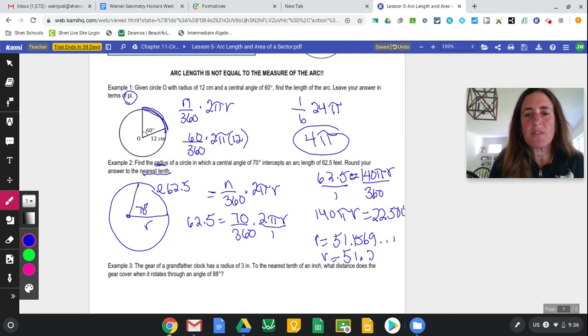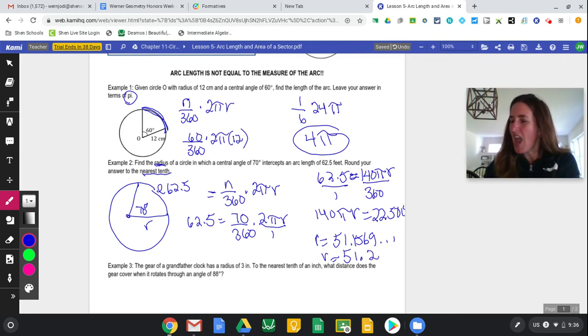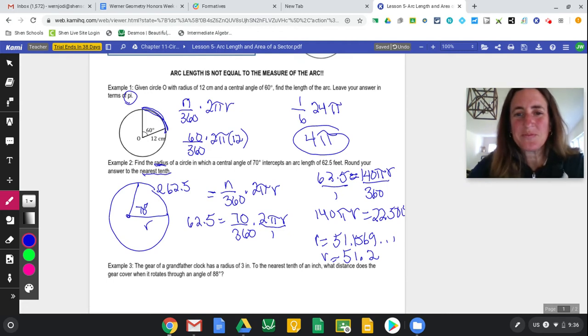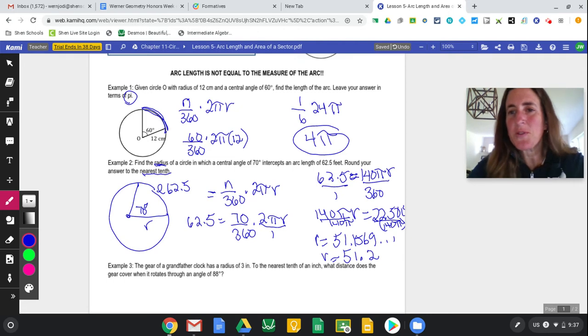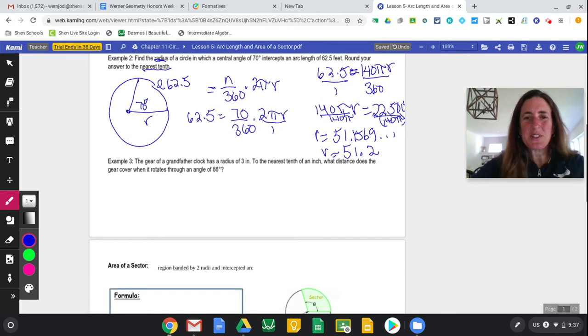Take that 5, round it to a 2. And that was super fun. What I did back here was when I divided, I put this quantity in parentheses in my calculator, so it divided by the quantity of 140 pi on both sides. Okay, folks, let's try another.